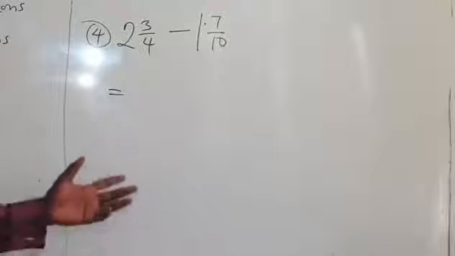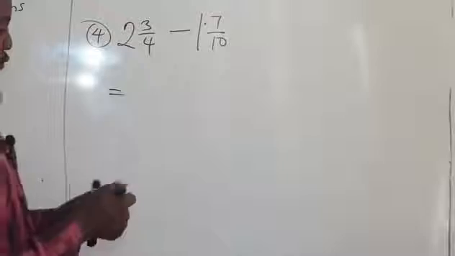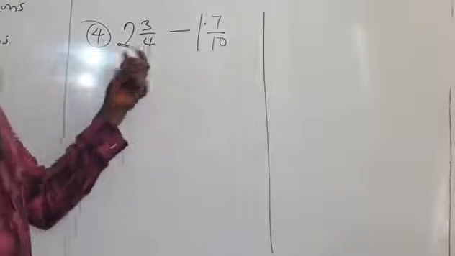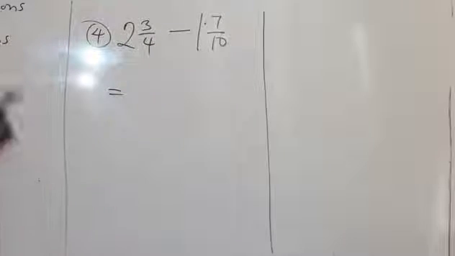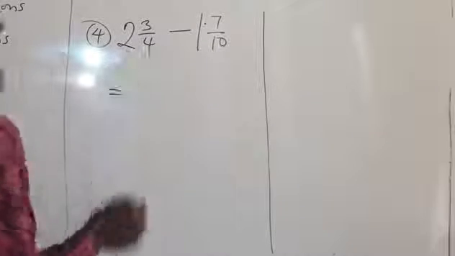The first one is you can subtract straight. I'll use the two methods for you, and I'm going to compare answers. So the first method is this: you change this one to an improper fraction, change this also to an improper fraction. So let's change this one to an improper fraction.